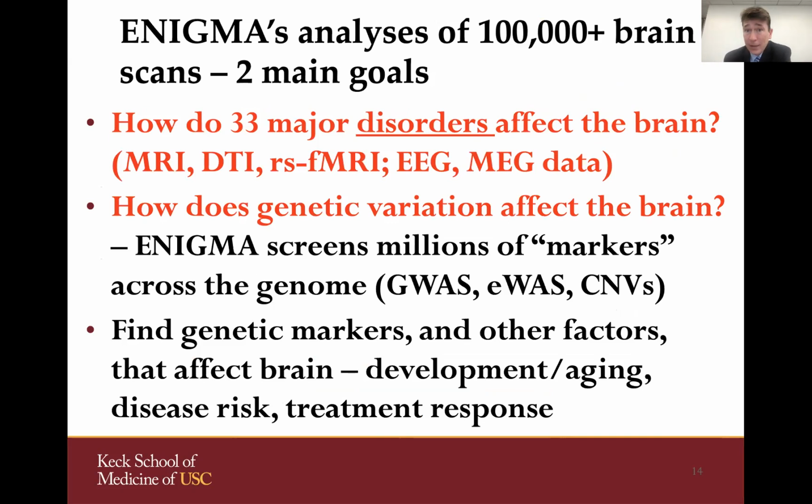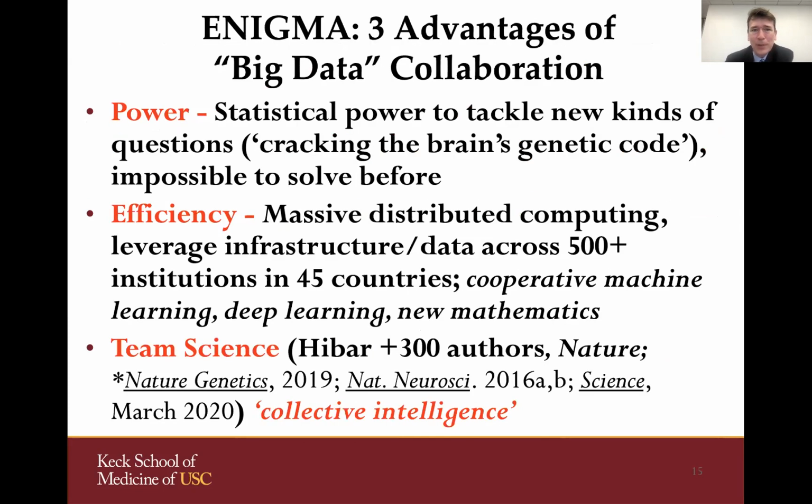So in analyzing 100,000 brain scans, there's been two main goals. One is to understand how 33 major disorders of the brain affect the brain based on MRI, DTI, resting state functional MRI, and even EEG and MEG. And also a really tricky problem of understanding how genetic variation, variation in our DNA, affects the brain. So we screen millions of genetic markers across the genome using genome-wide association studies or even epigenome-wide association to find genetic markers and other factors that might affect the brain's development, aging, and treatment response.